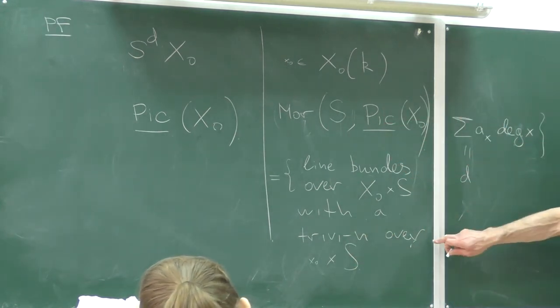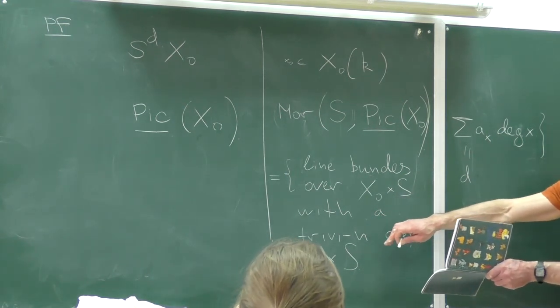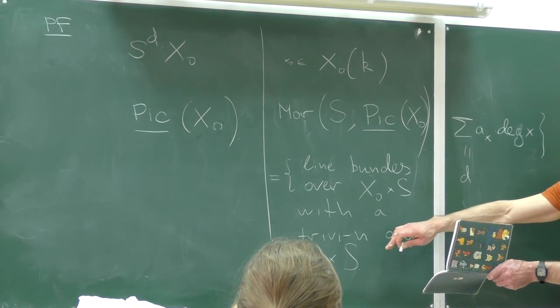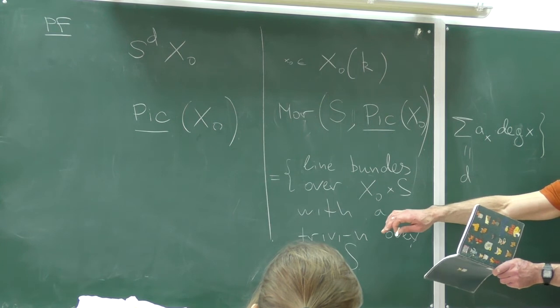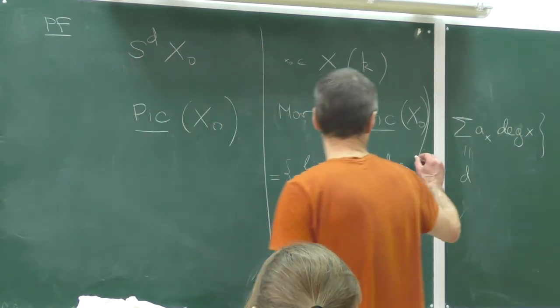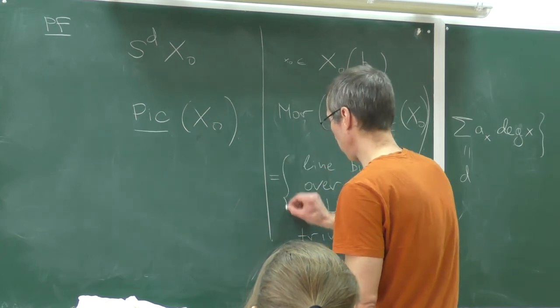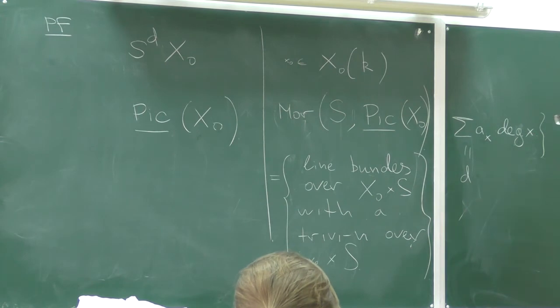So this trivialization is very important. Otherwise, your functor will not be representable. It will not satisfy the shift property. And this functor is representable, and in the case of curves, it's a result of André Weil.